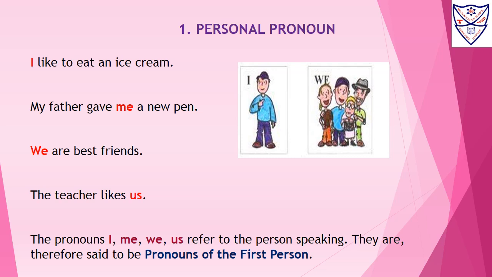I like to eat an ice cream. So here I means I am talking. Yes, I am the person who is speaking, the speaker. My father gave me a new pen. So here again me means I am only talking. We are best friends. The teacher likes us. So the pronouns I, me, we, us refer to the person who is speaking. They are said to be pronouns of the first person.